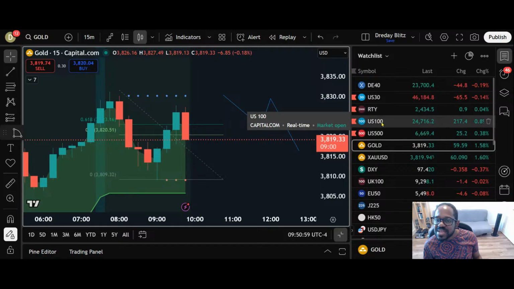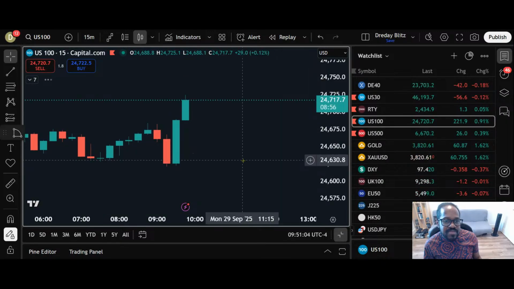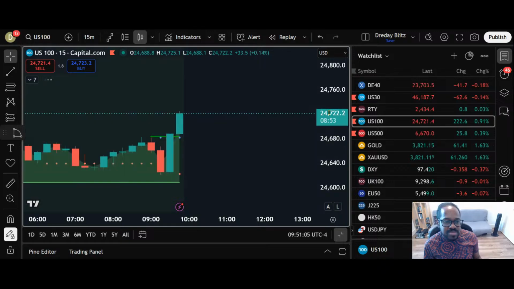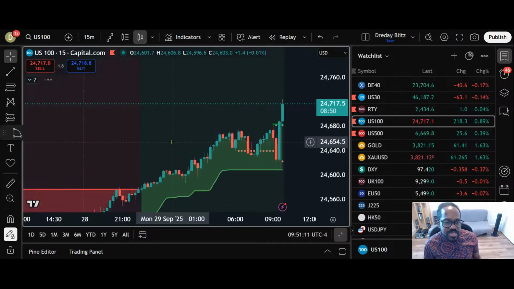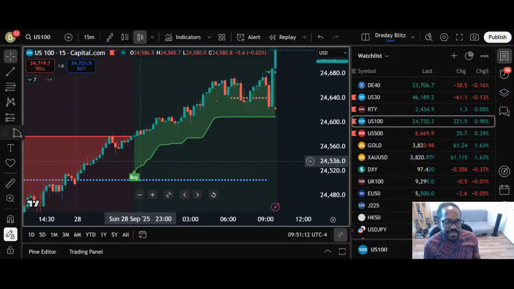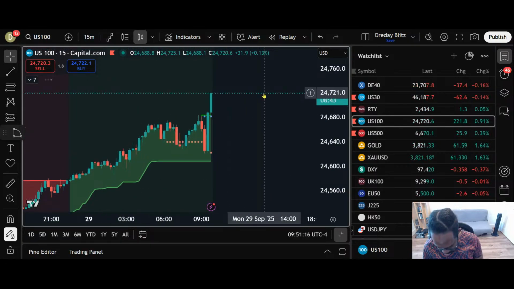So we had the NASDAQ here that was for a buy, and right now it's flying. That's perfect. So we had a buy setup here. As you could see, the trend is to the upside. So price is going up.